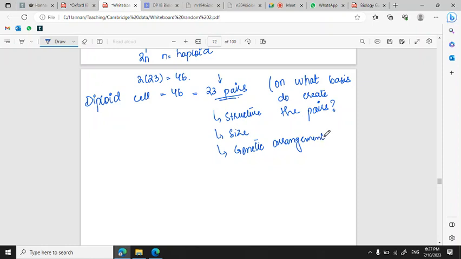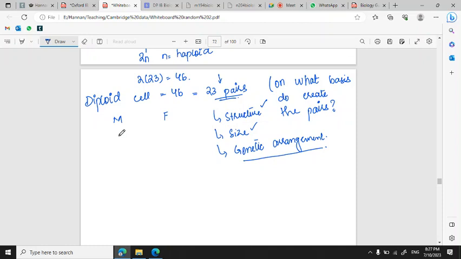Now it is easy to understand structure and size. Like obviously if they look the same, then obviously they are a pair. But what about this genetic arrangement? Now focus. As I said a few minutes ago, we get one set from mother and one set from father.